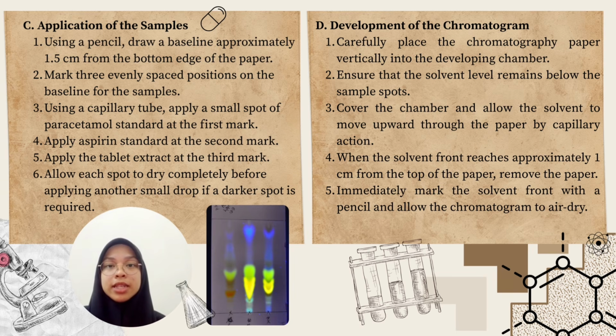The chamber is then covered, allowing the solvent to move upward through the paper by capillary action. As the solvent travels, the sample components separate based on their different affinities for the paper and solvent. When the solvent front reaches about 1 cm from the top, the paper is removed. The solvent front is marked immediately with a pencil, and the chromatogram is left to air dry.